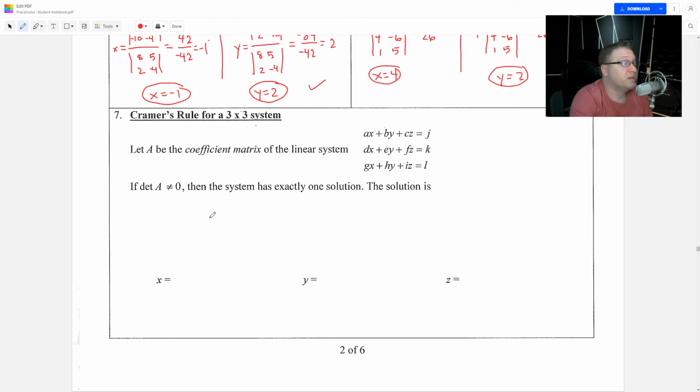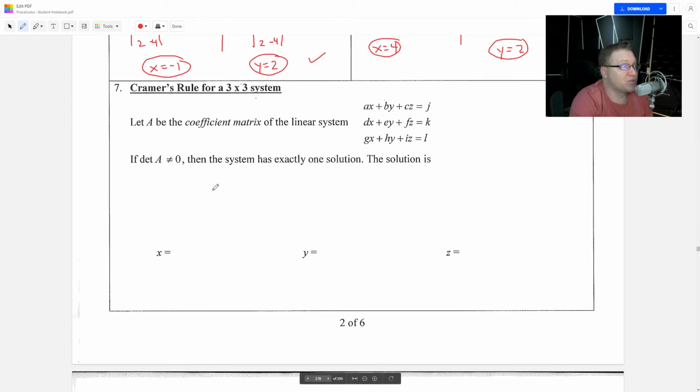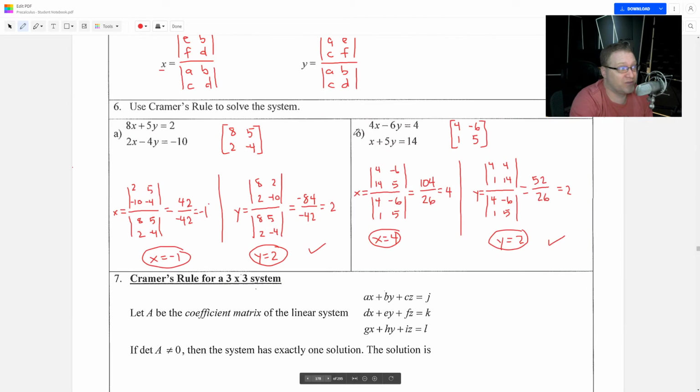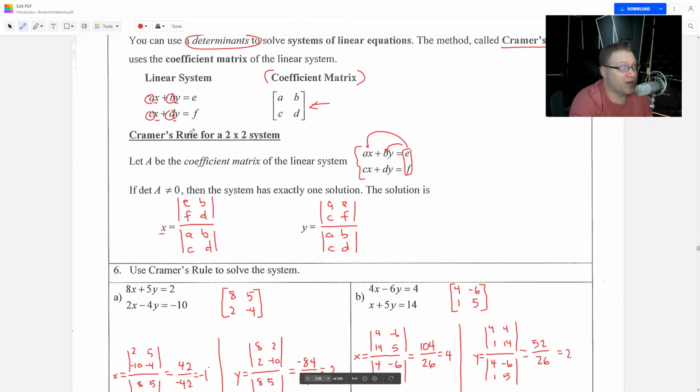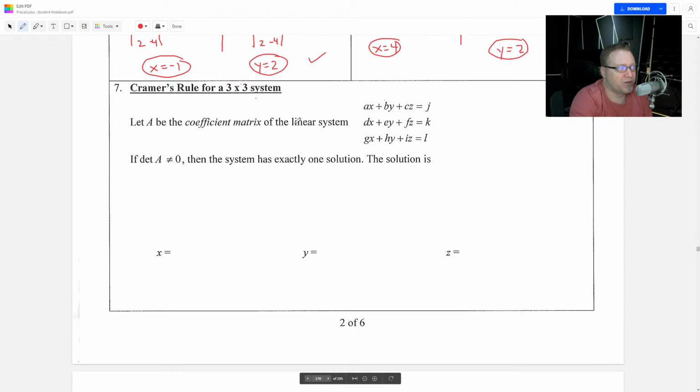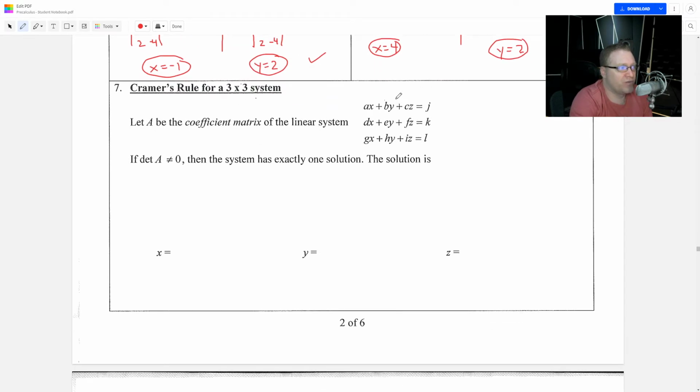All right, so we're going to move on to Cramer's rule for a 3 by 3 system. Yesterday, we were talking about how to use Cramer's rule for two variables, x and y, so we had a 2 by 2 coefficient matrix. Today we're going to talk about how to use Cramer's rule for a 3 variable system, so we're going to have x's, y's, and z's. Our coefficient matrix is going to end up being bigger. It's going to be a 3 by 3.